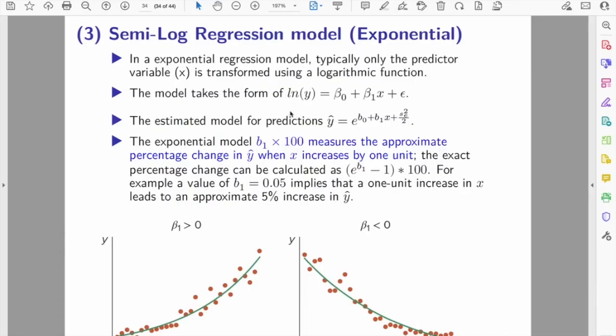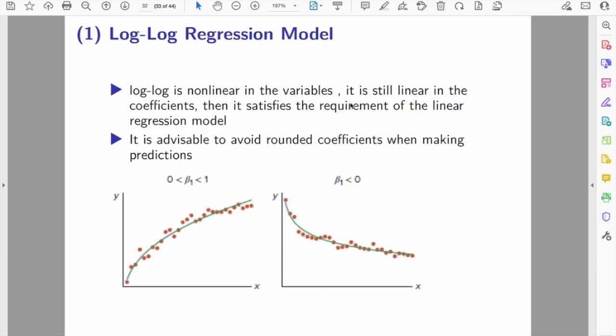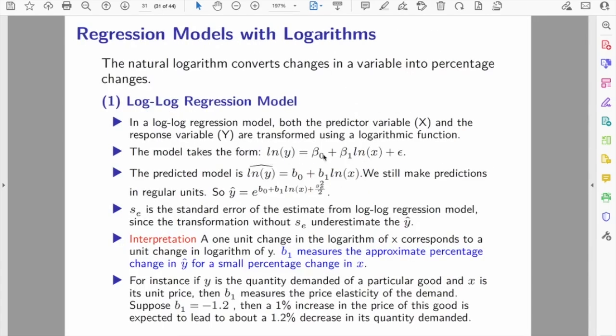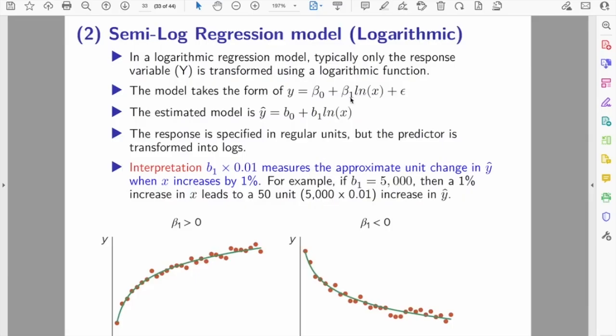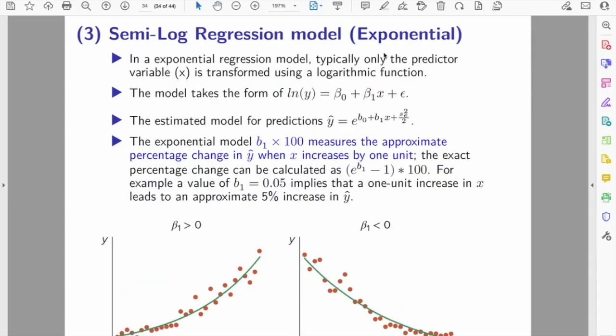The last one is when the logarithm is applied only to the y, when we do a transformation on the y, not on the x. So the first one, log on both. The semi-log regression model on x: the log is just on x. The exponential model: the log is on y. And how to interpret b1? b1 times 100 measures the approximate percent change in y hat when x increases by 1 unit. The exact percent change can be calculated using this formula. Example: if b1 equals 0.05, that means a 1-unit increase in x leads to an approximate 5% increase in y hat.